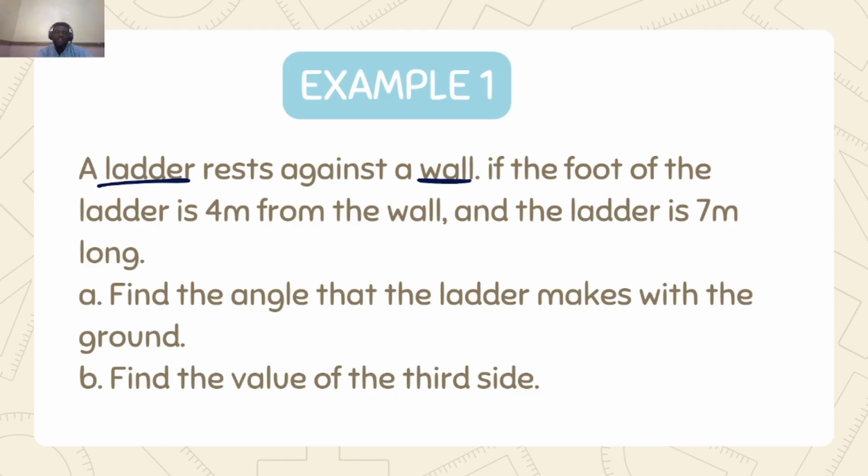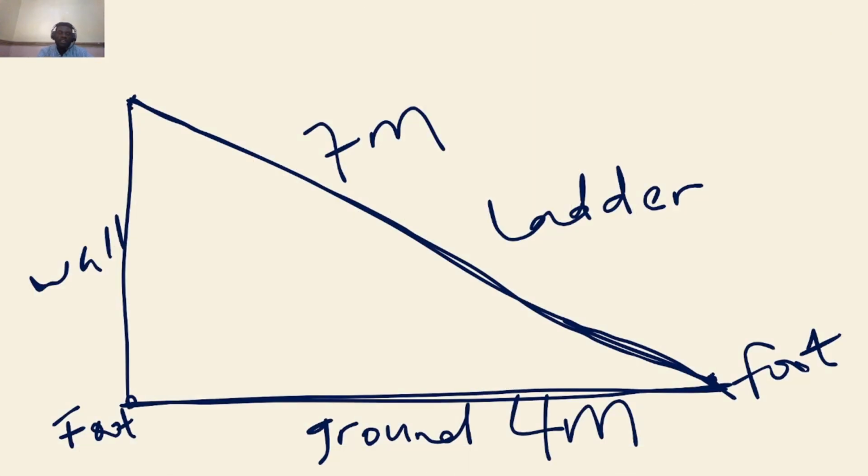Question B now says find the value of the third side. So this is going to be the third side. This third side is going to be what? The length of the wall is the third side. So you can just call it X. So you can see that instead of just giving you this diagram, it's simple.